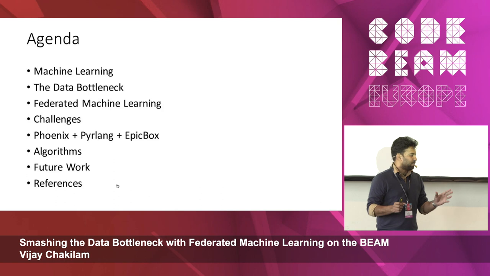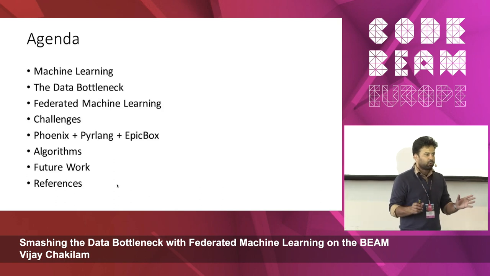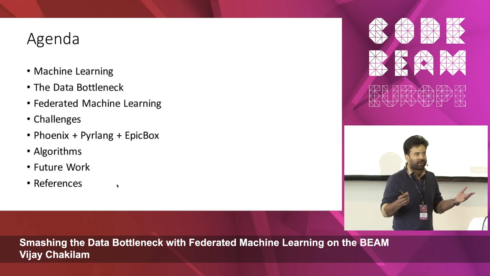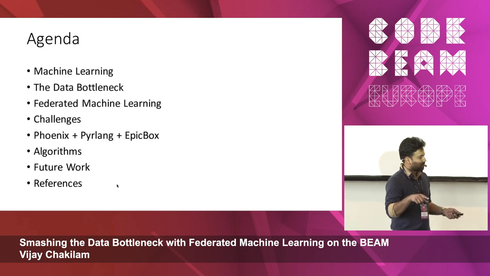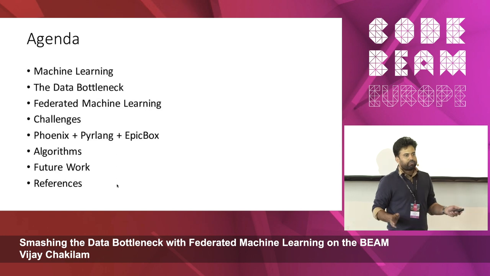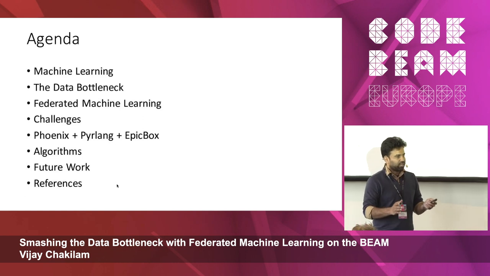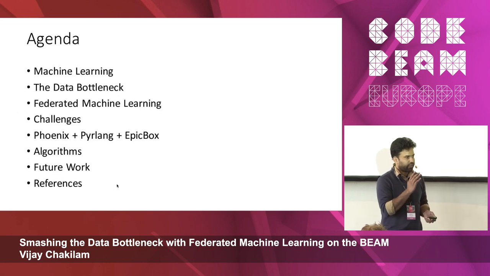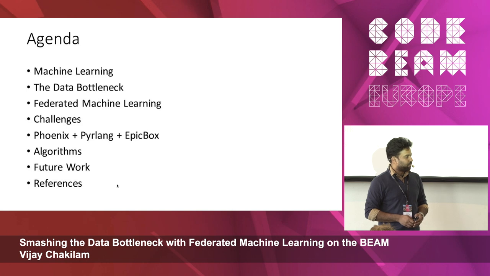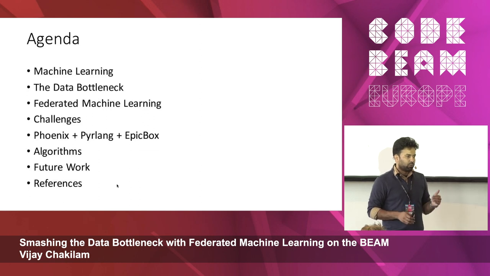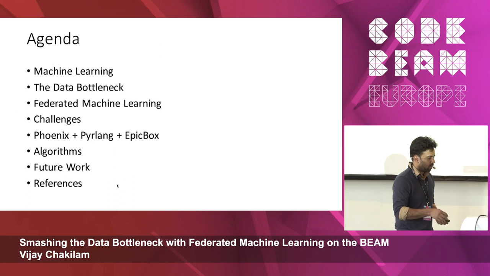Cool. I'll spend a quick 2 minutes giving an overview of the big picture: why we do machine learning and where it would be useful. Then we'll try to understand what this data bottleneck is, and then federated machine learning. We'll go over a few challenges in building such federated machine learning systems. Then I'll describe what we did with our system, which is a combination of a Phoenix PubSub system with Erlang, running this interesting, beautiful piece of software called Epic Box from the good folks at Stepik. Then we'll go over some algorithms that we are working to build into the system, outline some future work, and we have some references for you to follow after the talk.